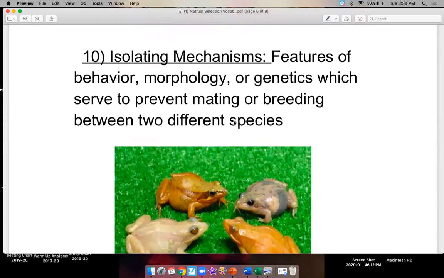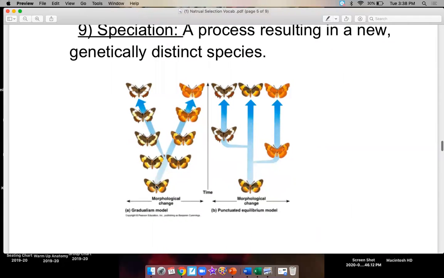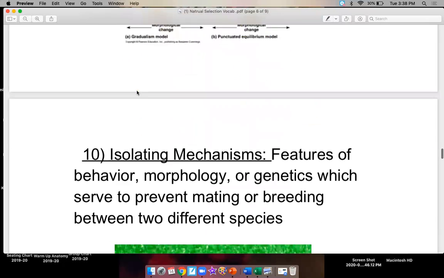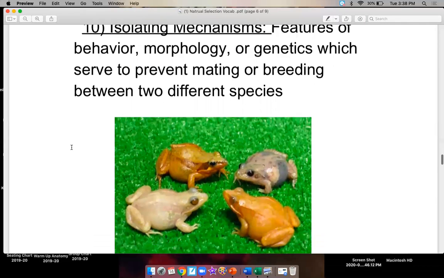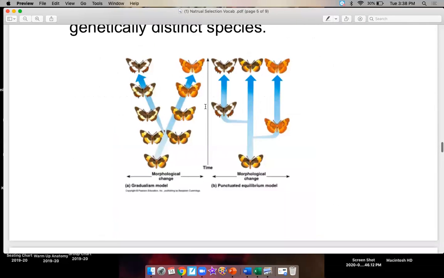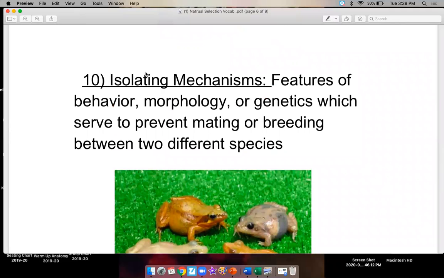All right. Isolating mechanisms. Something needs to cause this. Right? Something needs to cause this one group to become two different groups. That's what we call isolating mechanisms. Features of behavior, morphology, meaning the way they look, or genetics, which serve to prevent mating or breeding between two different species. Something is going to prevent these two groups from breeding with each other. That's what isolating mechanisms are. And we are going to have a whole list of those different things that can happen.